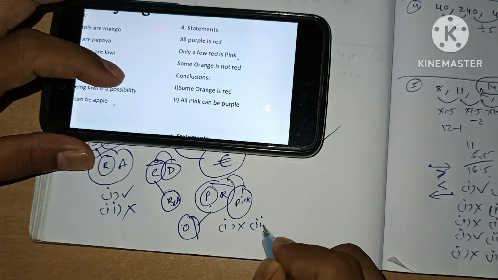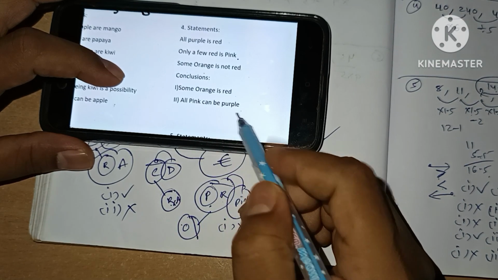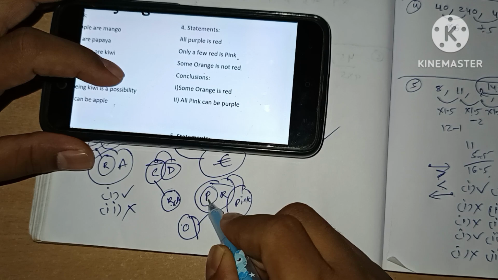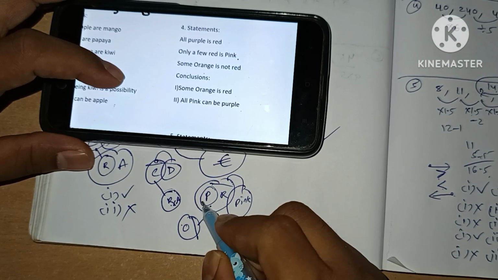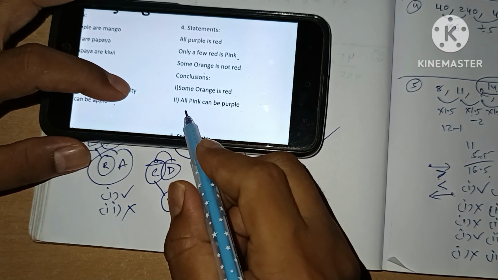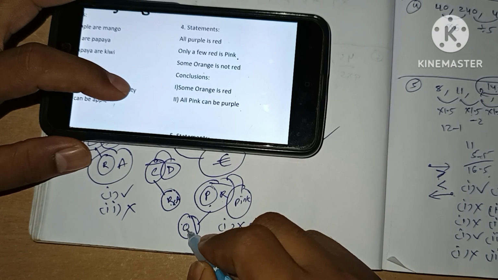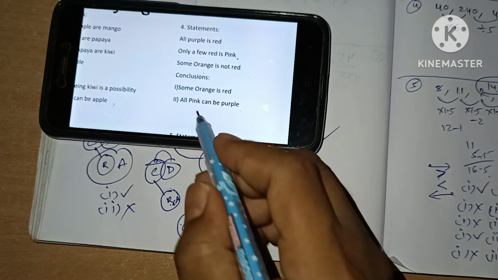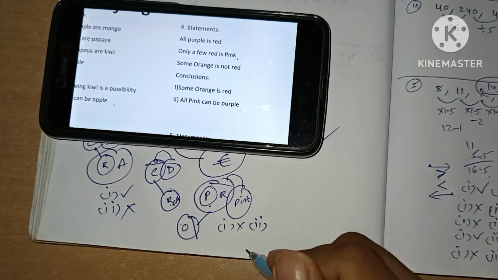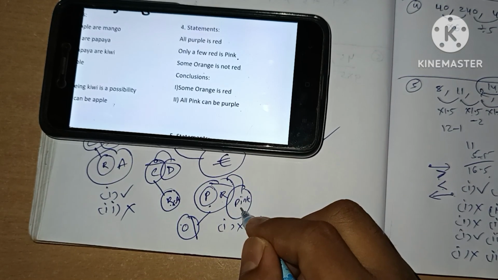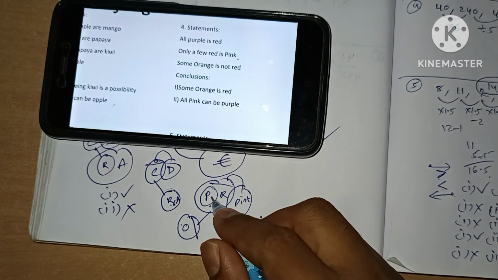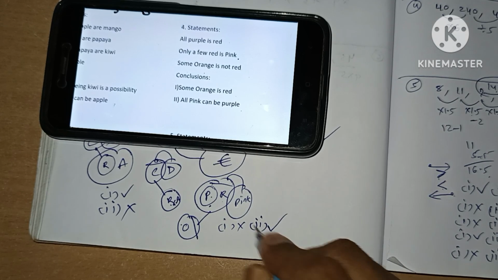Second conclusion, all pink can be purple. Can we place all pink inside purple? This is a possible diagram. All pink can be placed inside purple, as it is possible. So the second conclusion will be true.